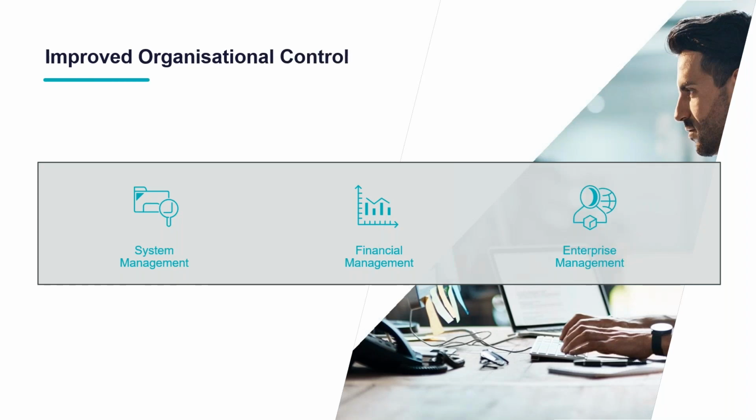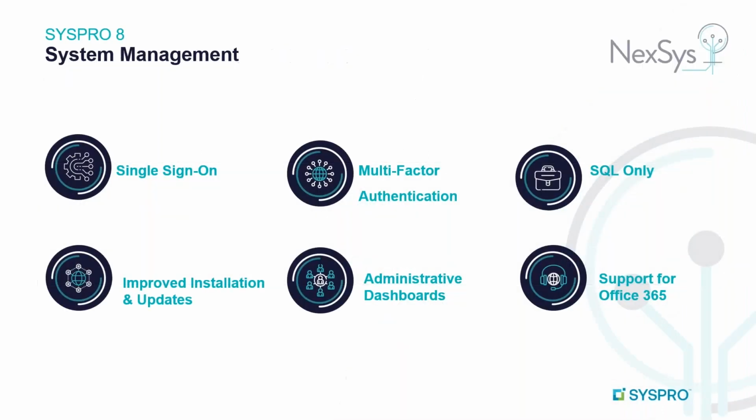Whistle-stop tour. 3 key areas that SYSPRO has been focusing on. The first one, system management, then financial management, and enterprise management. Some of the highlights in and around system management with SYSPRO 8 is the ability to do single sign-on. What this means is I can have my operator link in with things like Active Directory. On the client itself, when I launch SYSPRO, it will automatically sign me on. So if you, like me, have a 16-character password, because that's what we're required here at Nexus, it means I don't have to type that 16-character password in multiple times. It's just automatically bringing that in.